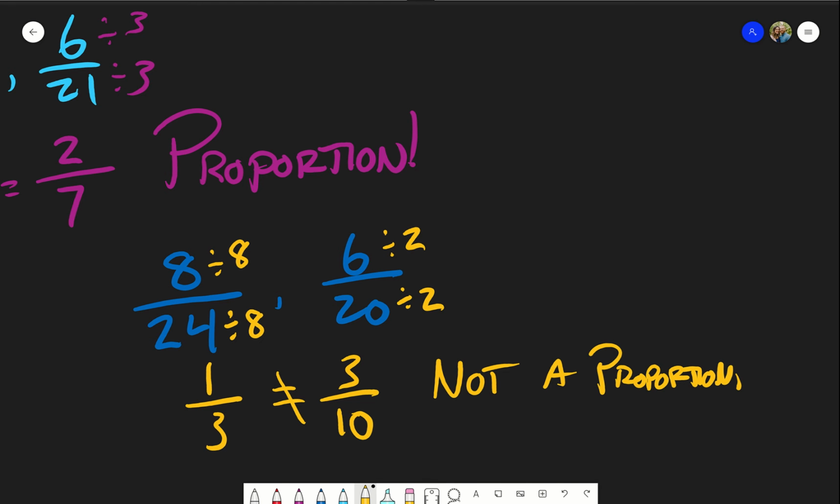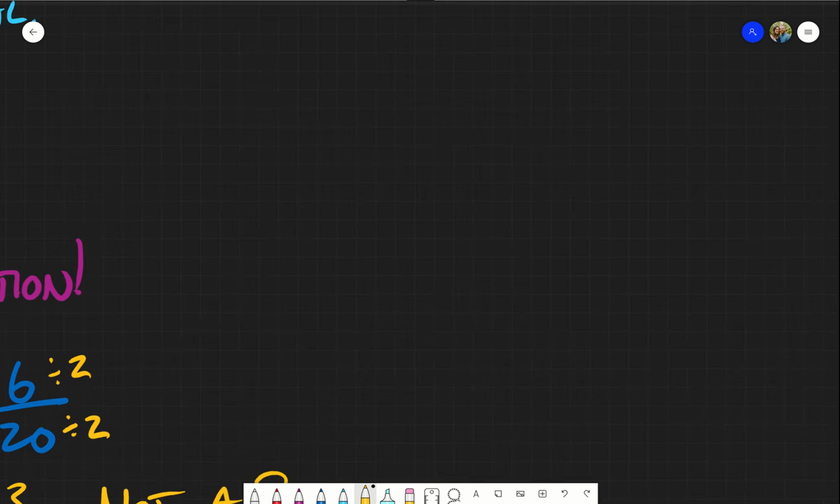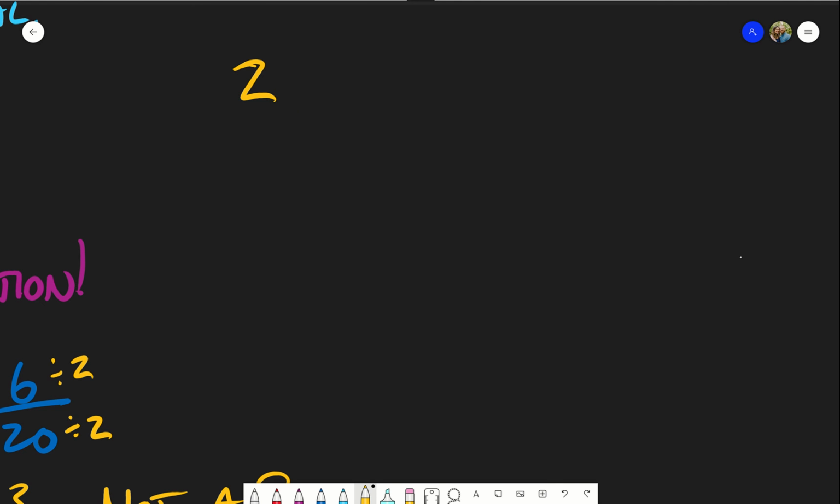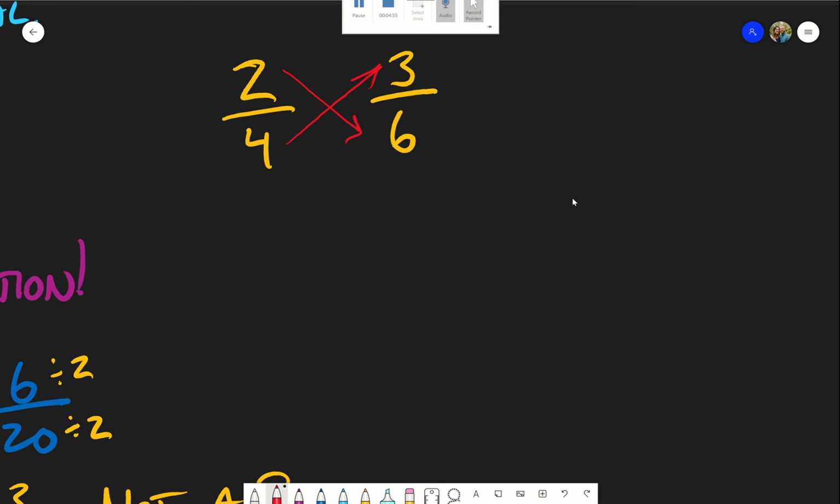All right, another way we could do this is, let's say we had something like 2/4 and 3/6. Okay. Another way we can check to see if things are equal is by cross multiplying. All right, so we cross multiply. We say, all right, 4 times 3, that is 12. 2 times 6, that is 12. If both of these values are the same, it's a proportion. Every time. Always a proportion if both of these are the same.